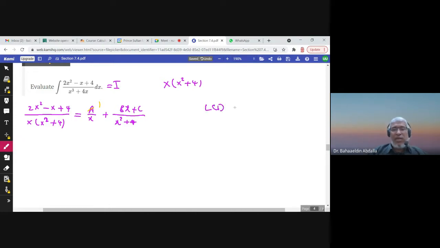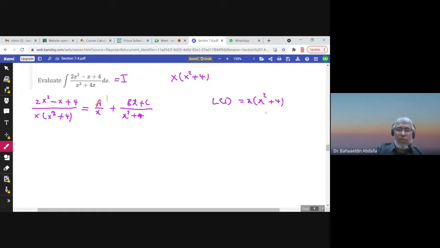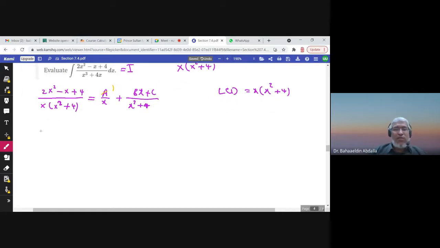And now let me multiply by the LCD. The LCD here is x times x squared plus 4. So the left-hand side would be 2x squared minus x plus 4 equals. Now I have 1 over x. When I multiply by the LCD, x cancels with x, and I have 1 times x squared plus 4, or just x squared plus 4, plus bx plus c times. When I multiply this fraction by the LCD, x squared plus 4 cancels, and I still have x.